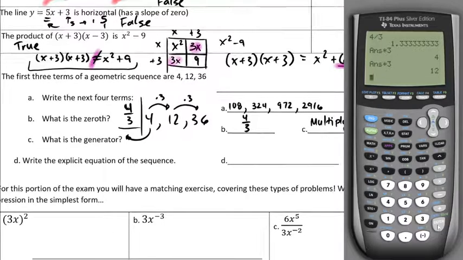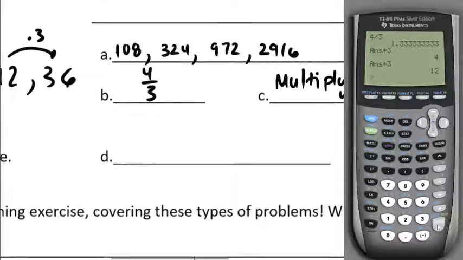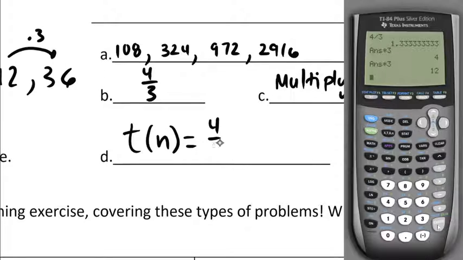And then finally, it says, write the explicit equation for this sequence. So we have very nice reference material for this that we can always refer to. But for a geometric sequence, I'll use the T of n notation. I'll say that the value of any term in this sequence simply equals my 0th term, 4/3, times the multiplier, which is 3, raised to the nth power.